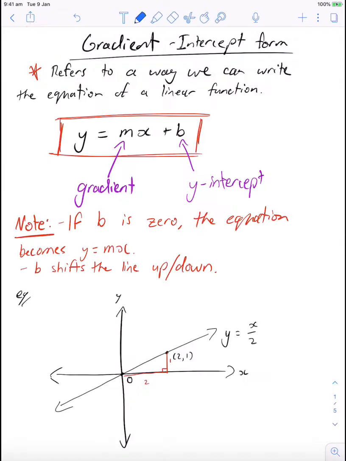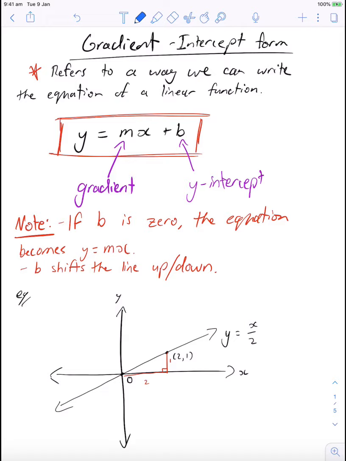Alright, well, g'day everybody. Welcome to the next video on the linear function series. Today we're going to be chatting about the gradient intercept form of a line. So what is the gradient intercept form? Well, it's simply a way that we can write the equation of a linear function.